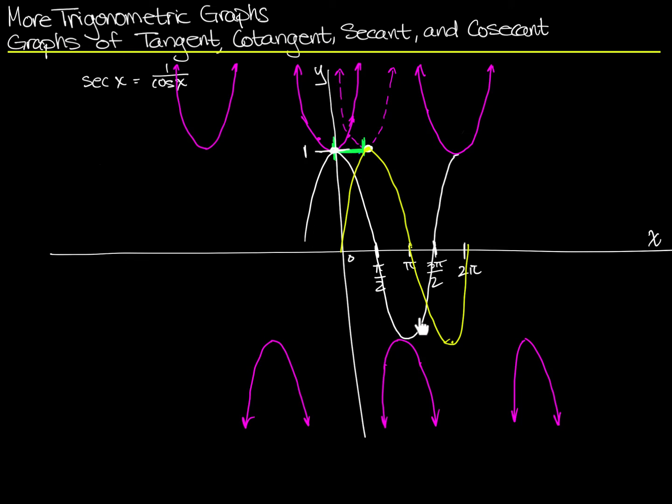Here, my white graph, starting here, is cosine, which means this solid pink graph has to be secant because they line up, right? They have that relationship that 1 over 1 is 1. The pink graph is 1 over the white graph.